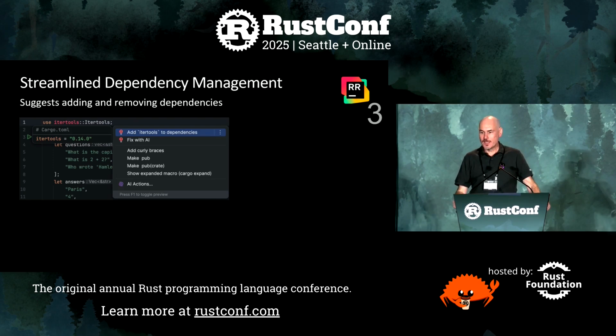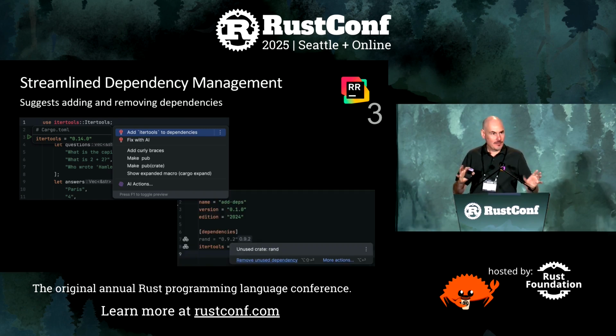Feature number 3 is about dependency management. We are doing a lot of work around simplifying dependency management in RustRover. For example, here, if you mention some crate and it's not mentioned in your Cargo.toml, we suggest you automatically add it, like here, add itertools to dependencies. So if this dependency is missing, we will add it. And one more thing here. If you have some dependency which is not used, we can detect that and suggest you remove it. So we constantly analyze what's in your Cargo.toml file and provide suggestions.